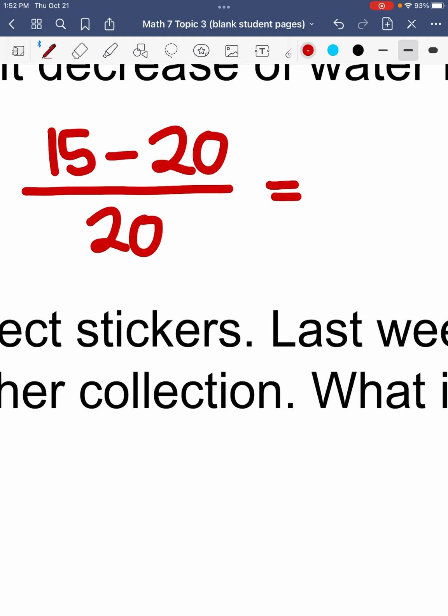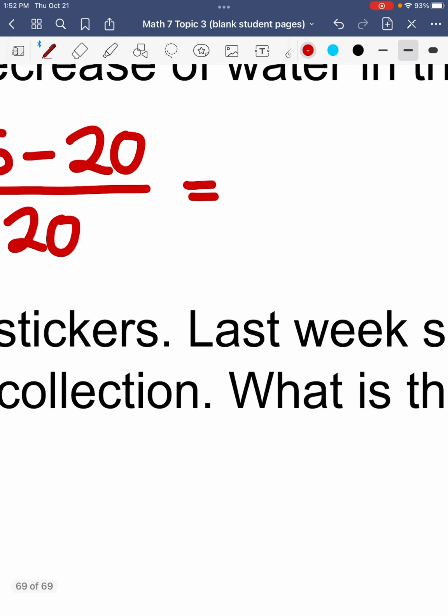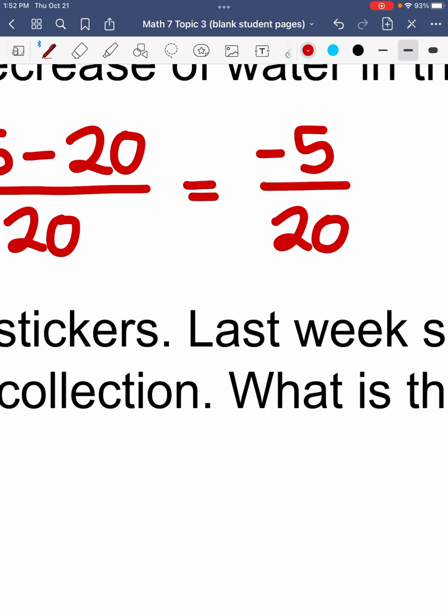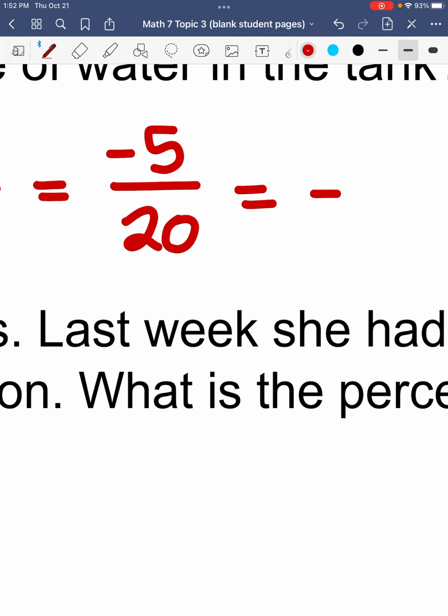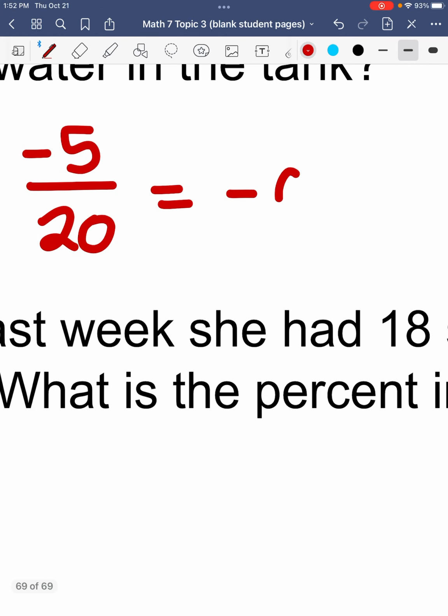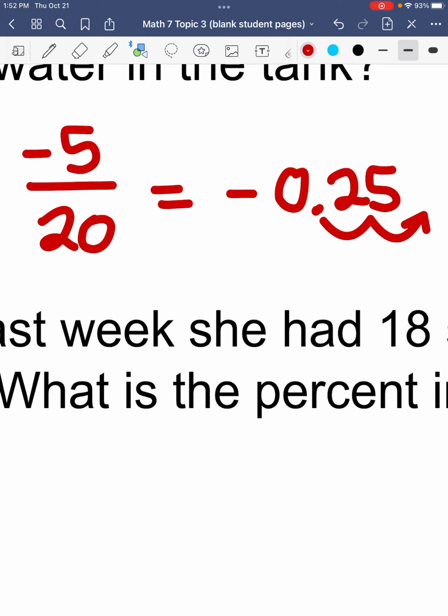So 15 minus 20, whether I do that in my head or I put that in my calculator, I know I'm going to have -5, and I still divide that by 20. Now -5 divided by 20, whether you put it in your calculator or figure out in your head, it's going to be -0.25. Well, how do I write that decimal as a percentage? Well, I'm just going to move that decimal point two times to the right. That's the same as multiplying times 100.